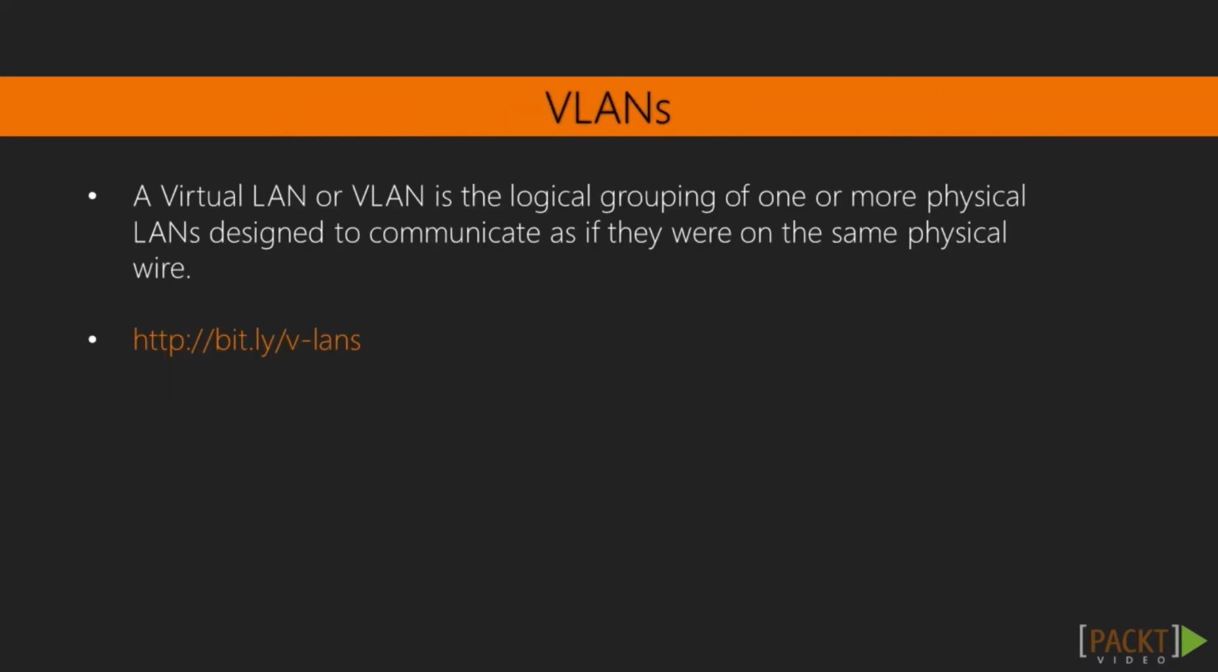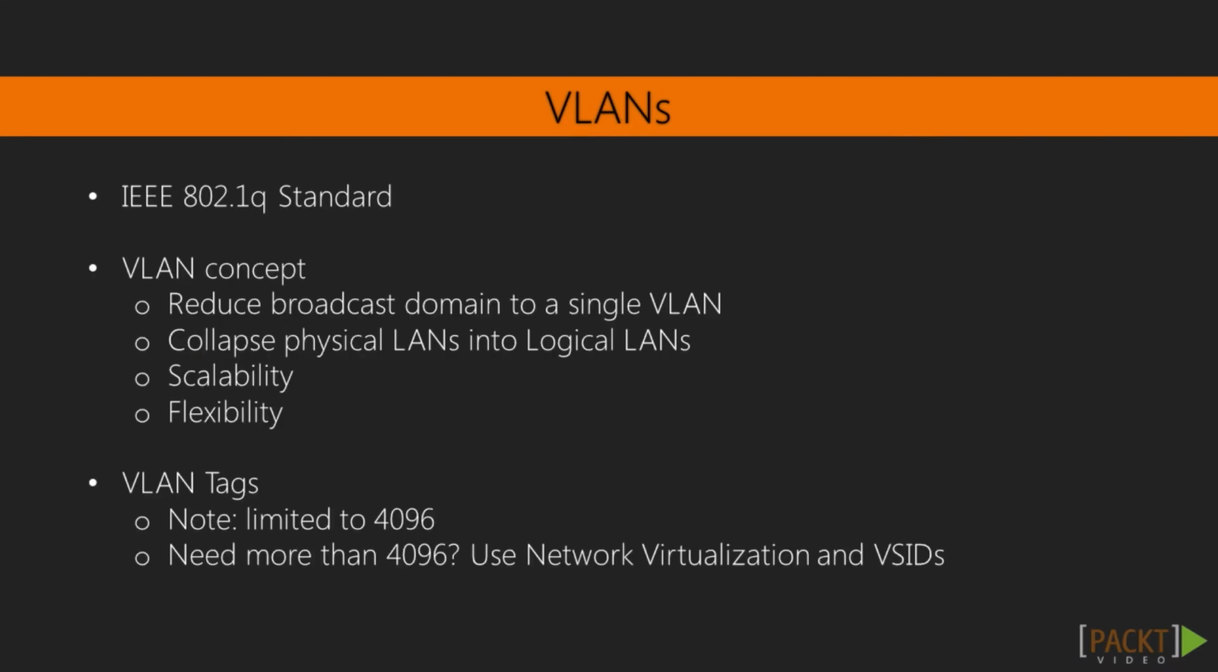A virtual LAN, or VLAN, is the logical grouping of one or more physical LANs designed to communicate as if they were on the same physical wire. VLANs are defined by the IEEE 802.1q specification and are an industry standard that is widely adopted. VLANs have been around for a long time now, and to ignore them would be folly.